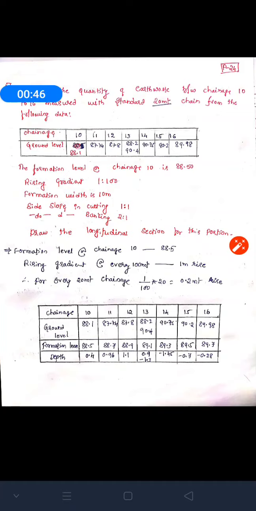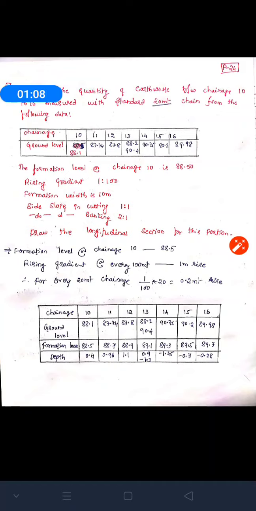So be careful, we have to consider both at chain 13 for calculating the quantity as well as the average depth, that is the mean depth, while calculating. Then at chains 15, 16, 17 he has given different ground levels. And the formation level at chain 10 is 88.50.